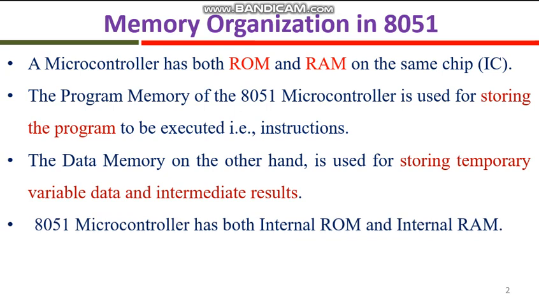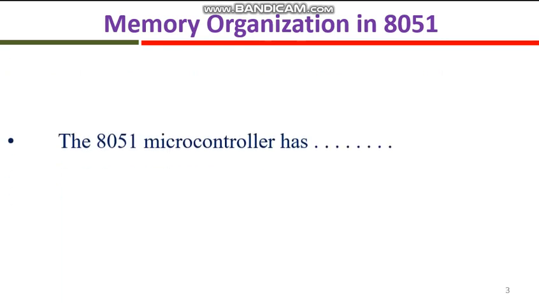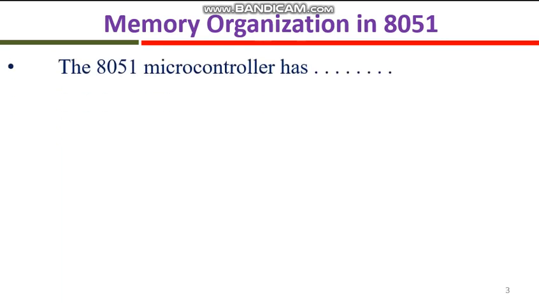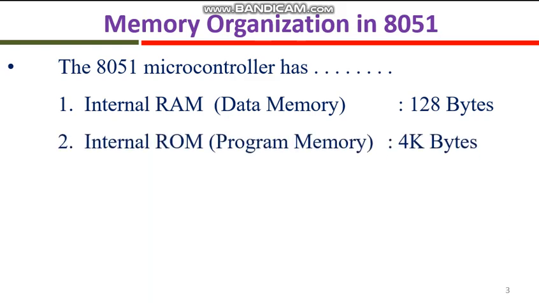The 8051 has both internal ROM and internal RAM. If the internal memory is not sufficient, you can add external memory using a suitable circuit. The 8051 microcontroller has 128 byte internal RAM and 4 kilobyte internal ROM. If we want extra ROM, we can add it externally along with this 4 kilobyte internal ROM.